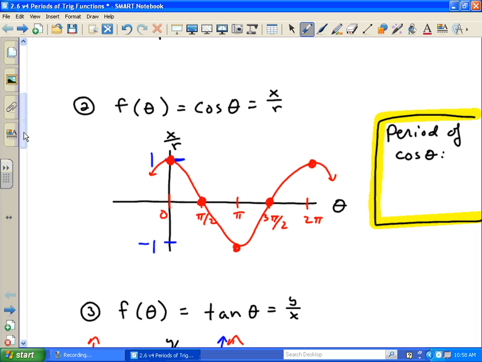For cosine, it's the same thing. The actual period is 2 pi. We look at it in between 0 and 2 pi.